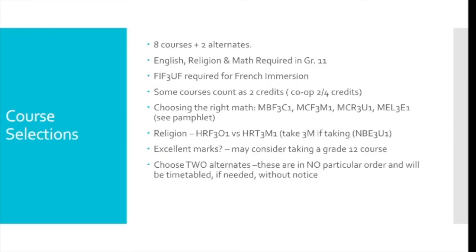You will be required to choose 8 courses plus 2 alternates. These alternates are in no particular order and will provide your guidance counselors other options for scheduling should an elective not be timetabled. They can and will be used without notice, so choose wisely.